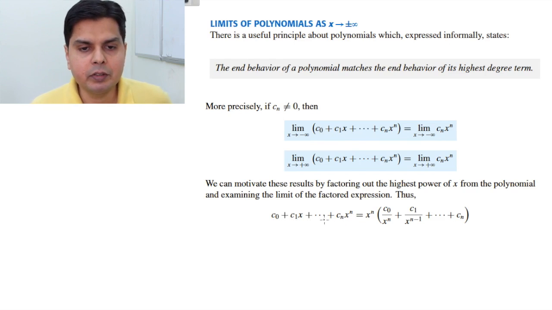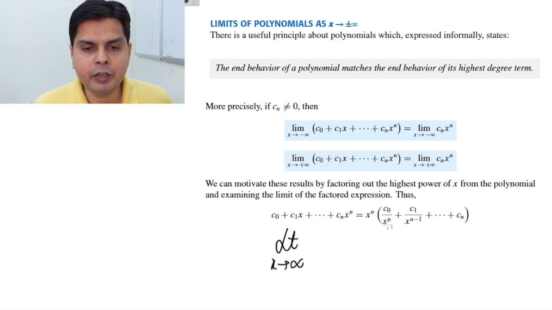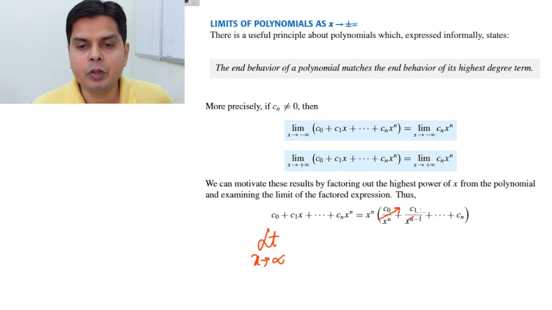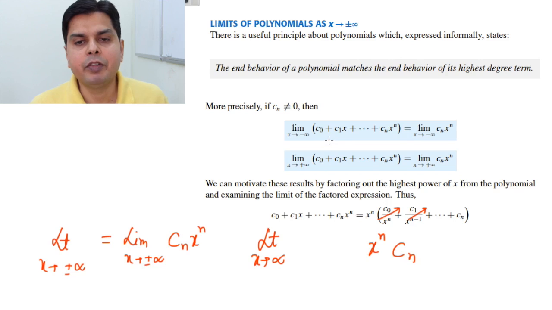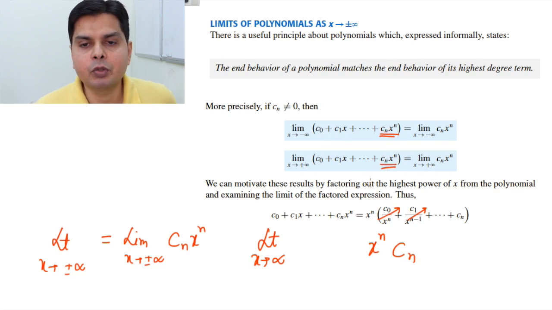Suppose this is the polynomial c0 plus c1x plus up to cn x to the power n. I can take x to the power n outside the bracket, take it common. Then what will remain inside the bracket? c0 by x to the power n plus c1 by x to the power n minus 1 plus up to cn. Now as x tends to plus or minus infinity, all these terms go to 0. So effectively you will be left with only x to the power n and cn. Effectively this principle says that when you have to find the limit of this whole polynomial, you just concentrate on the highest degree term, that is cn x to the power n.